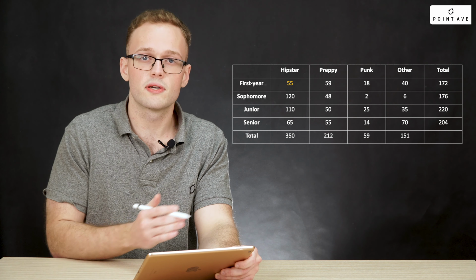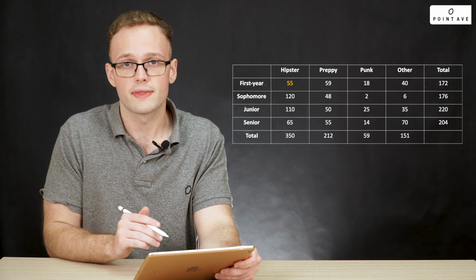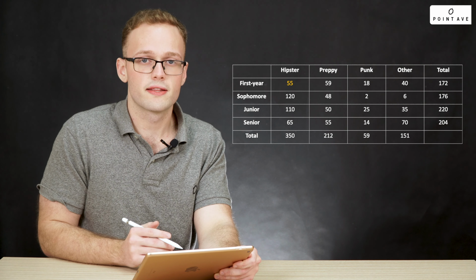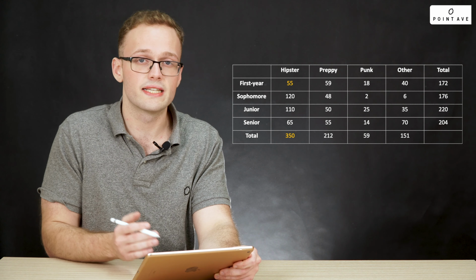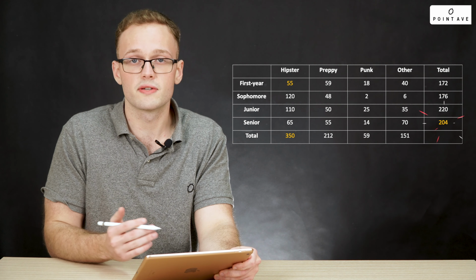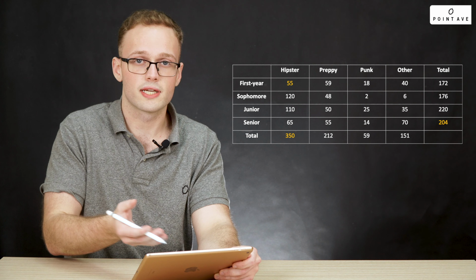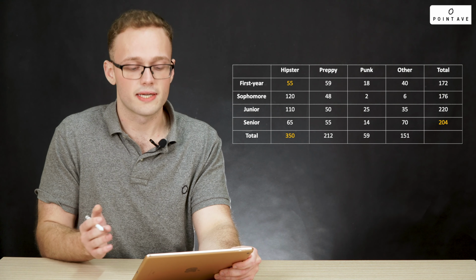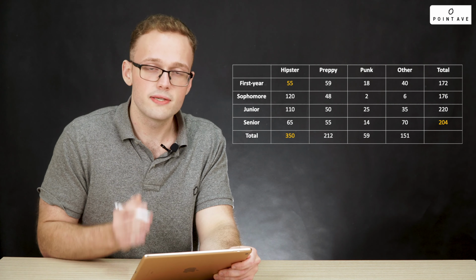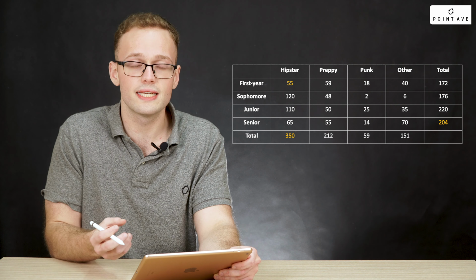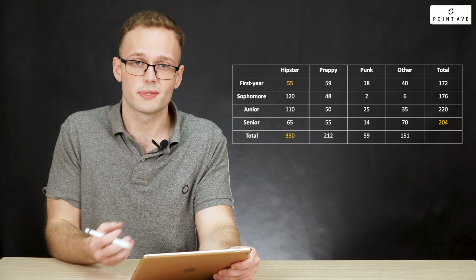Now we also have these totals at the bottom and the right. This tells us, for example, that there are a total of 350 hipsters and a total of 204 seniors if we just look at those numbers in the table. Okay, we know what we're looking at. Now, how do we use this information to find the probability that a random student is hipster?